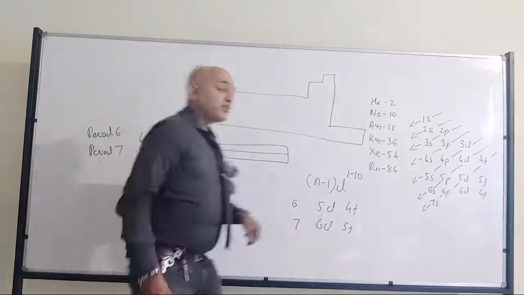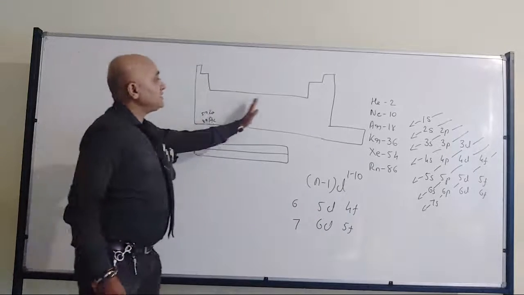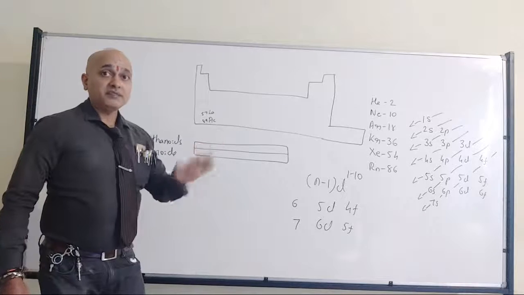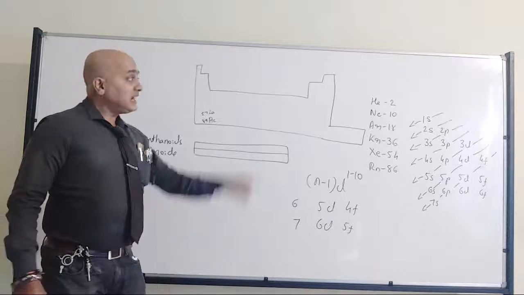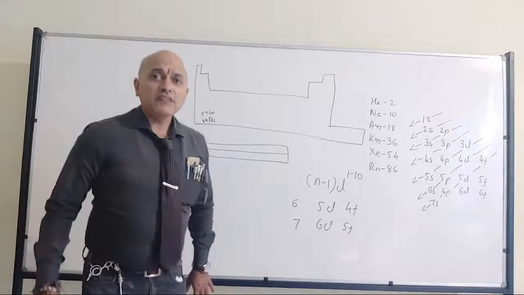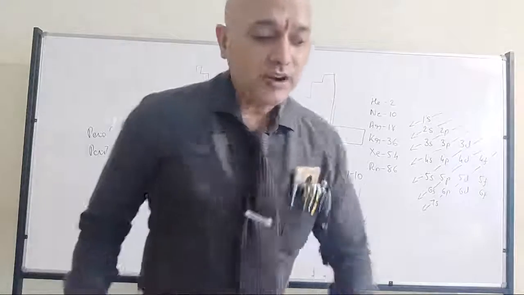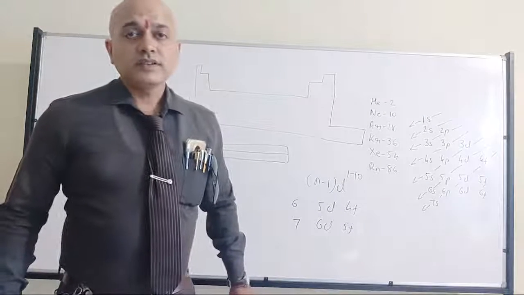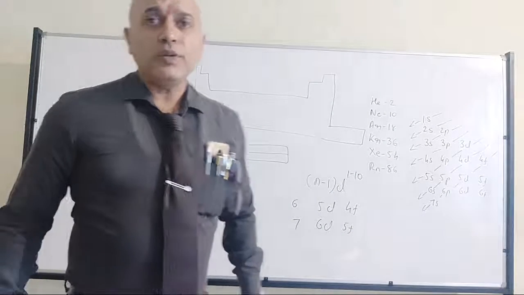Fine? So therefore they have not been included with the D block, because there is no D subshell which will be entered with the electrons. Before that, the F subshell will be getting filled up. All of you have understood? Any doubts? If you have any doubts, let me know.